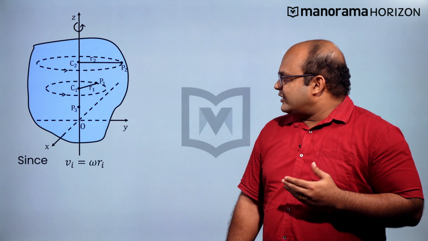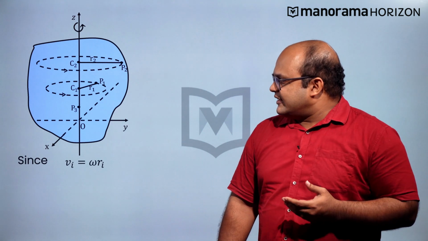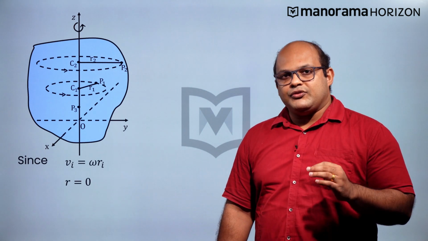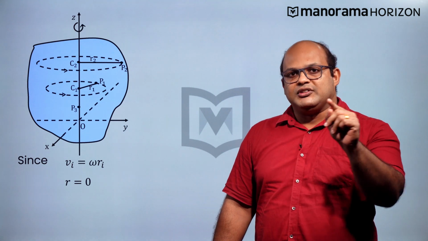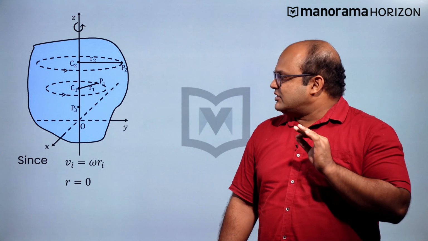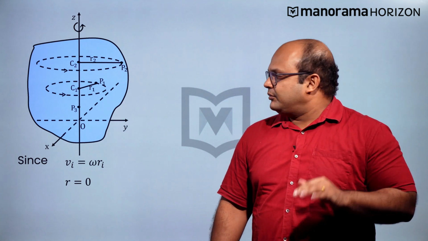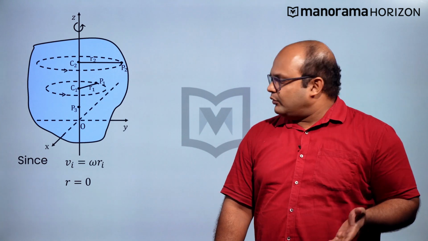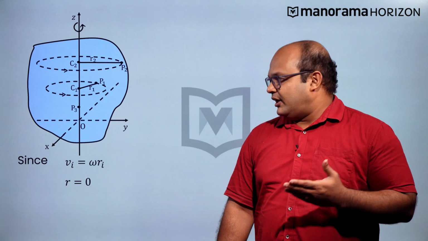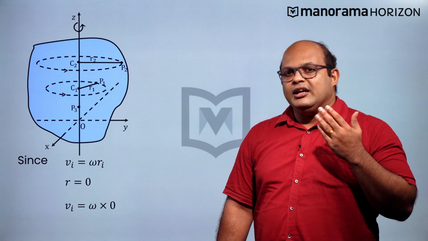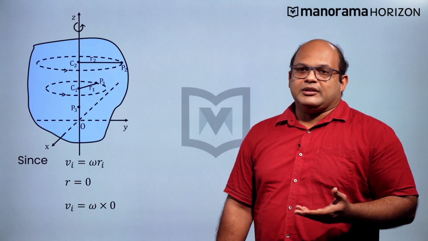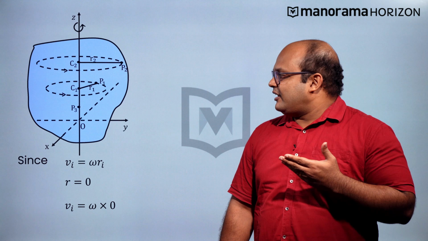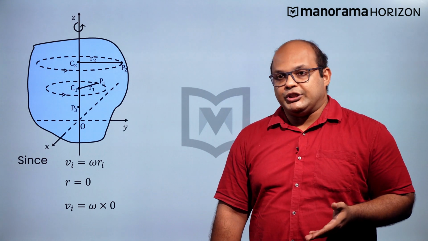In this case, let's start with the particle at the center. The radius of its orbit or the radius of the circular motion is 0 because the particle is at no separation from the center of rotation, as you can see here. In this case, r is equal to 0. Since v is equal to omega r, we notice that the tangential velocity for this particle is 0 because it is at 0 distance from the center of rotation.